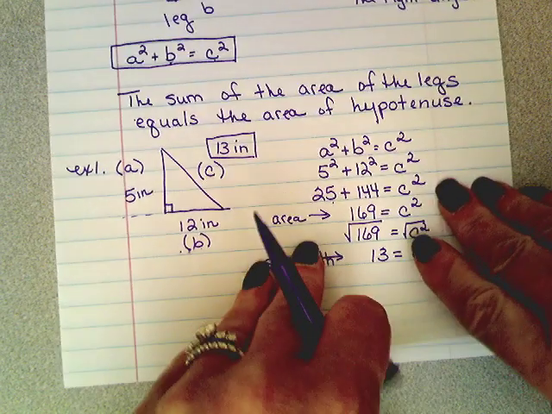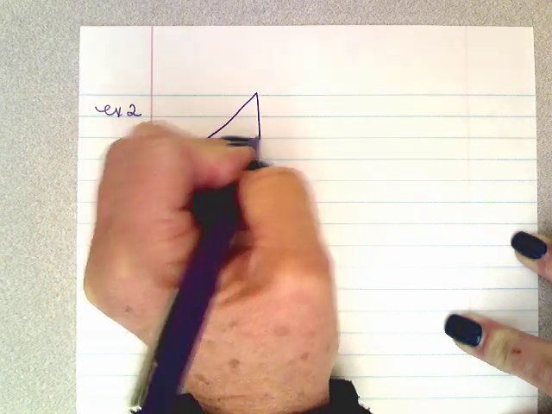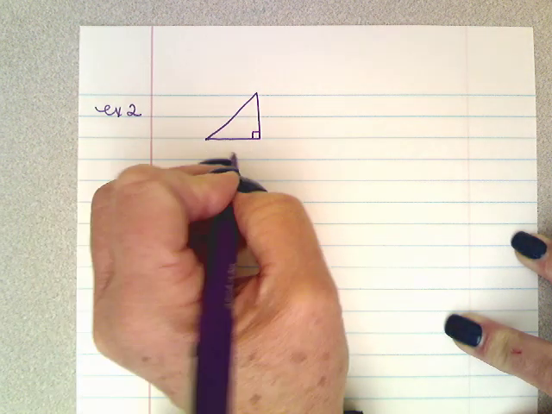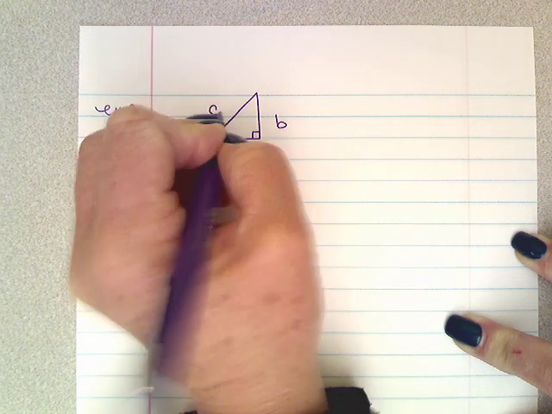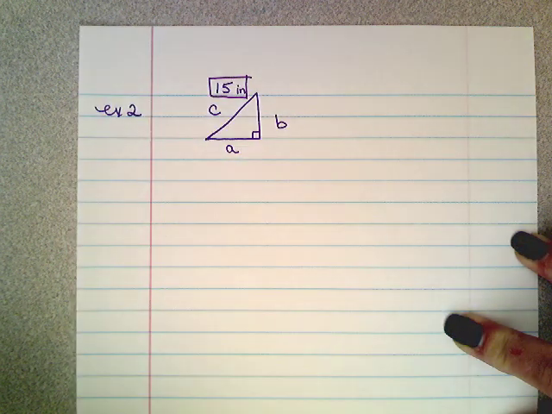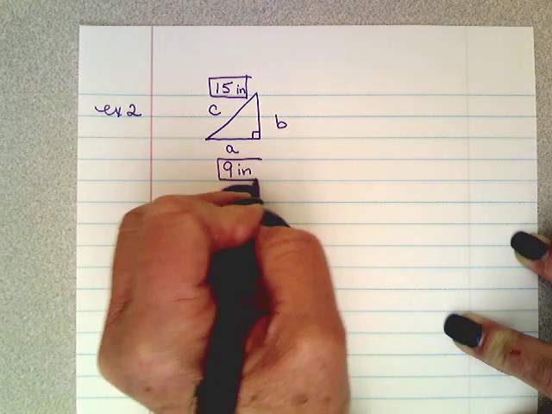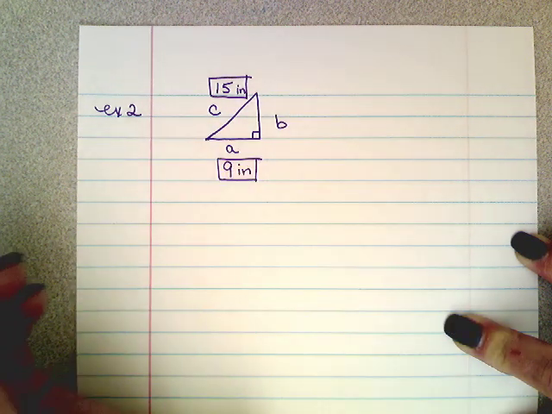Okay, one more example. Okay, so my triangle. Always draw your triangle. When we get into word problems, we'll be drawing that out as well. A, B, C. Now this time I have my C. It is 15 inches. My A is 9 inches. So I'm looking for my B this time.